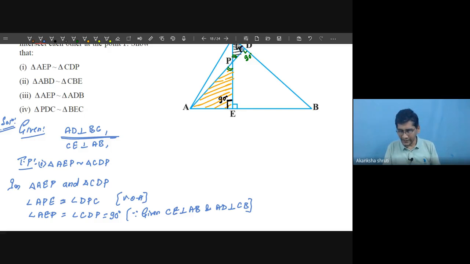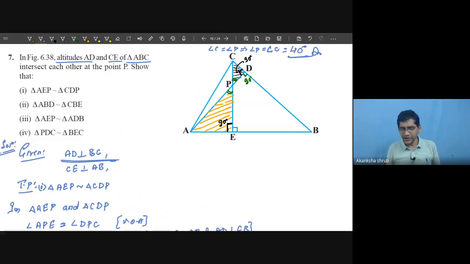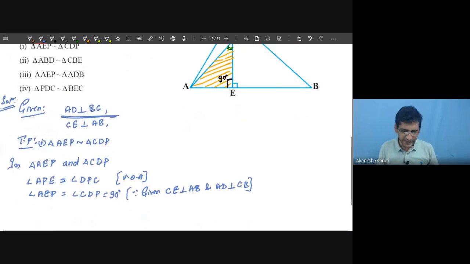So this was the given condition. Perpendicular itself means 90 degrees. Now observe carefully. When the two angles are equal, we can directly write these two triangles are similar and the corresponding vertex can also be allocated. It's so simple, student. No need to write the third one. Just we will write the cause as AA similarity.